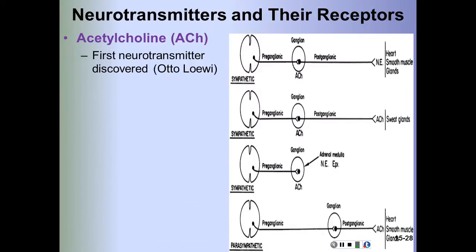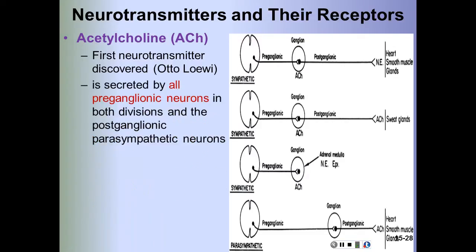Now, acetylcholine is secreted by the preganglionic neurons in both divisions, by the postganglionic neurons of the parasympathetic division, and by a few sympathetic postganglionic neurons. Acetylcholine was discovered by Otto Loewi.